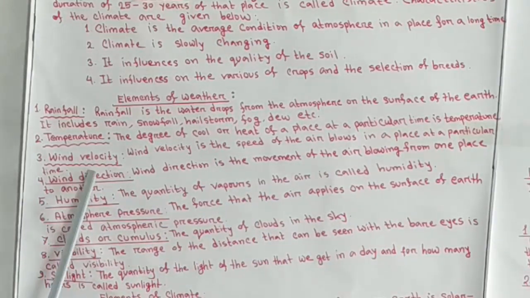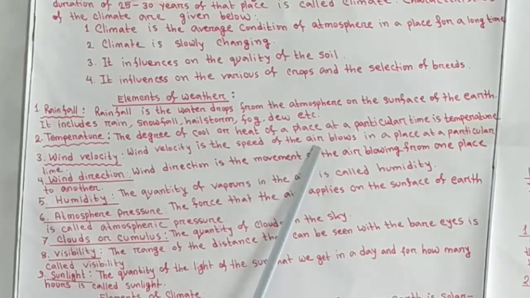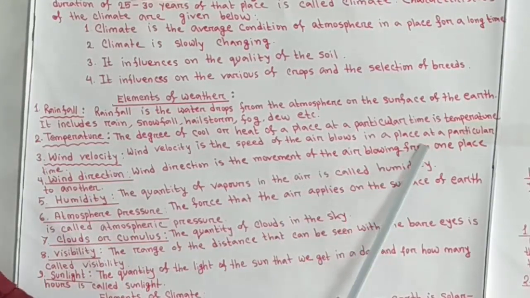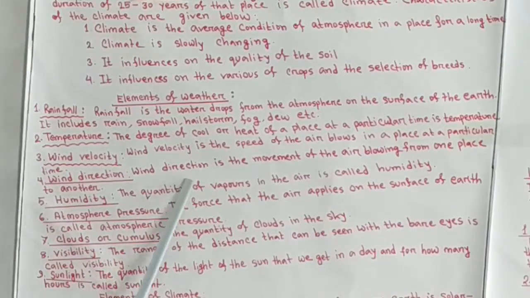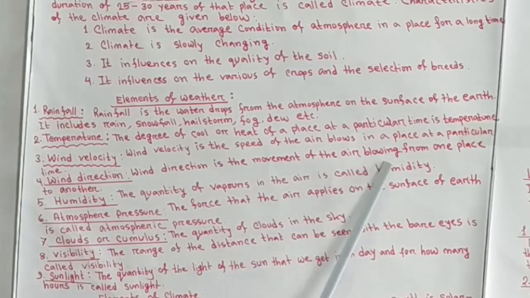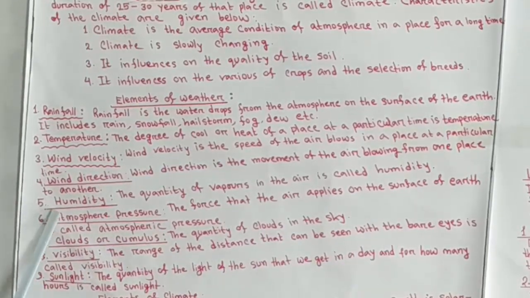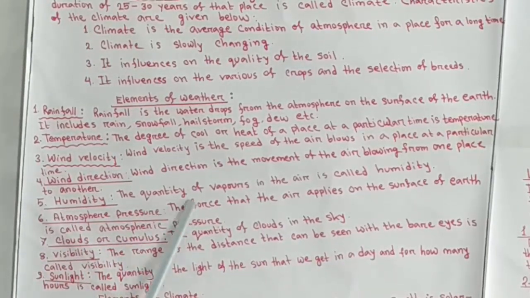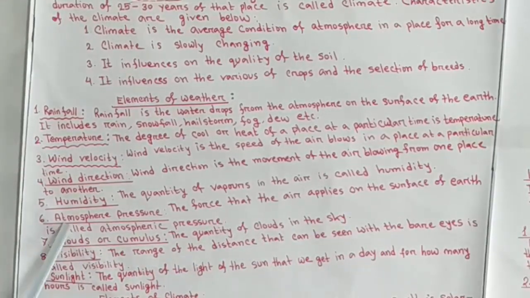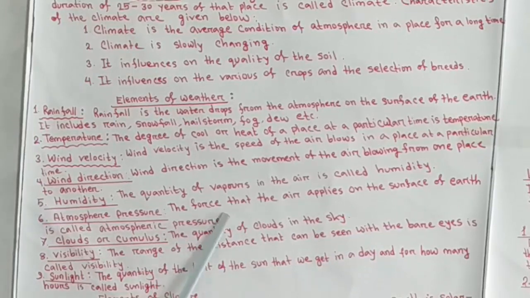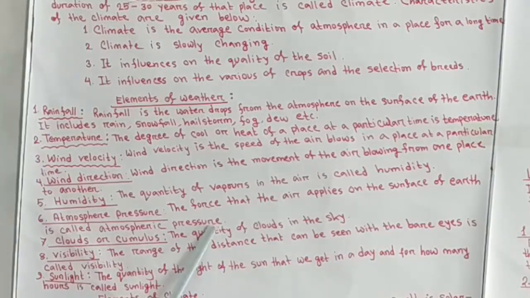Next one, wind velocity. Wind velocity is the speed of the air blowing in a place at a particular time. Wind direction is the movement of the air blowing from one place to another. Next one is humidity. The quantity of vapor in the air is called humidity. Atmospheric pressure. The force that the air applies on the surface of the earth is called atmospheric pressure.